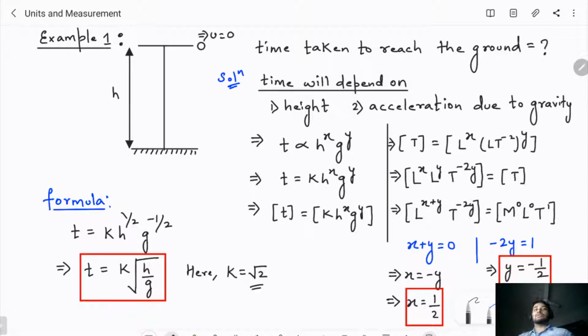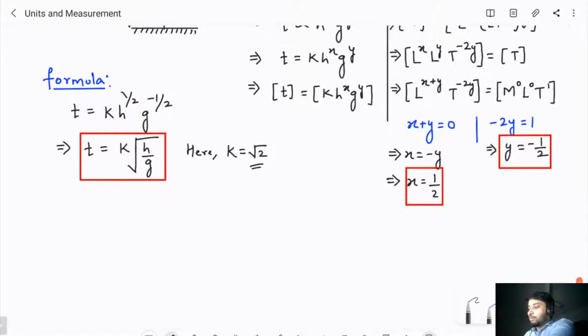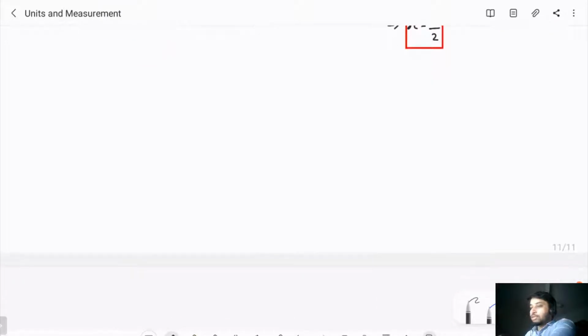So from this we understand that there are certain limitations for deriving a formula with the help of dimensional analysis. Let us first try to understand what are the limitations that we have in deriving the formula with the help of dimensional analysis. Let us discuss a few points.